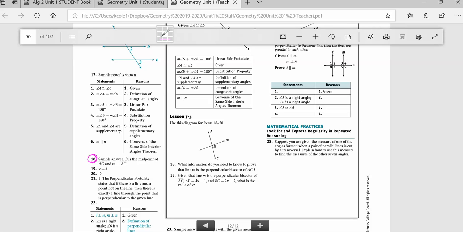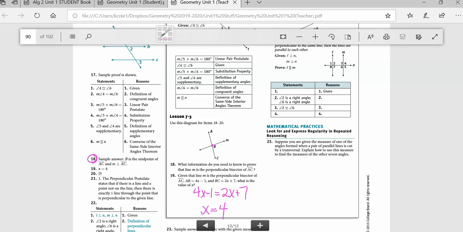AB is 4x minus 1 and BC is 2x plus 7. So they're telling us that's the case. They also told us that this is a bisector, so B is the midpoint. So you know that AC is going to be cut in half, which means that we can just simply set these two things equal to each other and solve. So you would solve that out just like algebra 1, and it tells us that x equals 4.